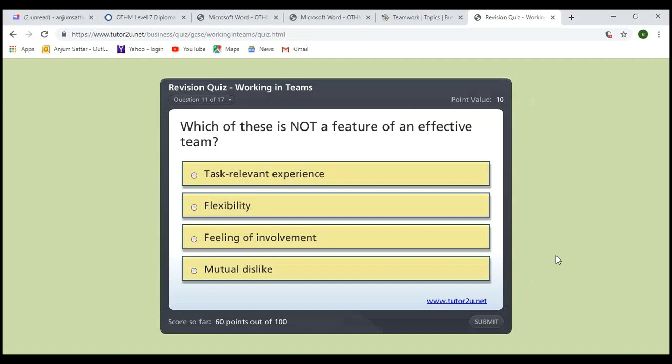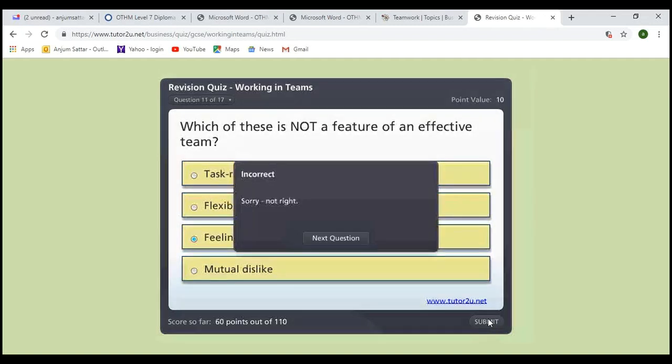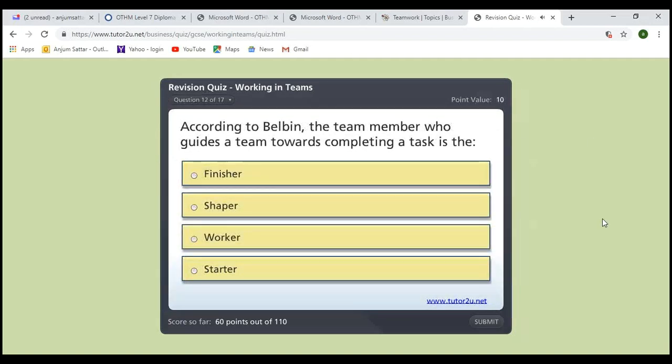Which of these are not features of an effective team? Which of these is a feature of an effective team? Just focus on the word not. Feeling of involvement. So the feeling of involvement is not a feature of a team. Okay, let's. Immature dislike. Okay. That's not.